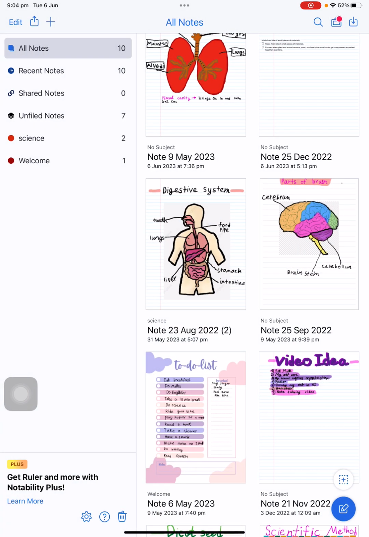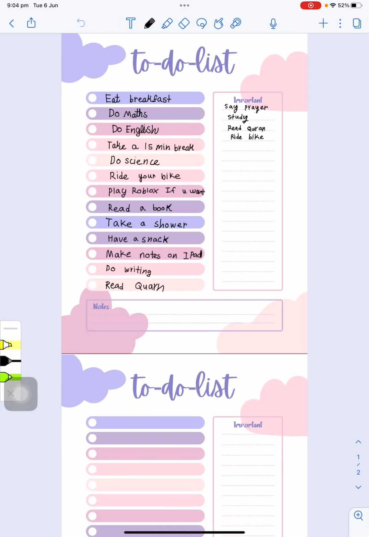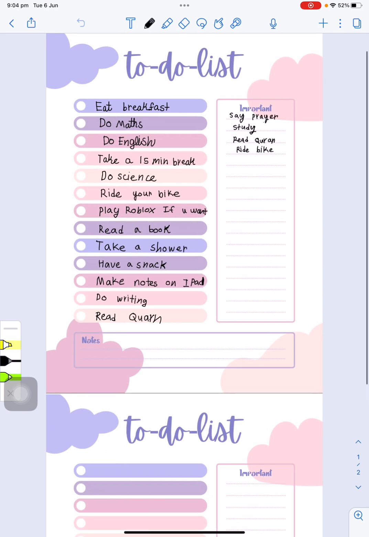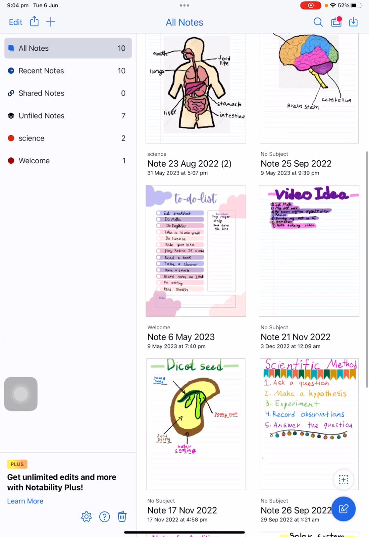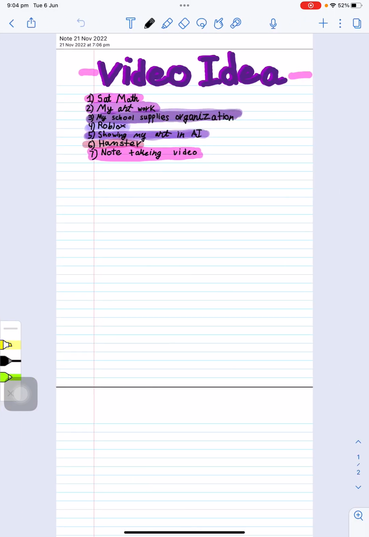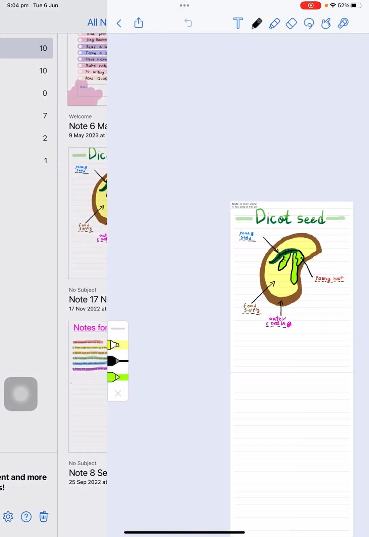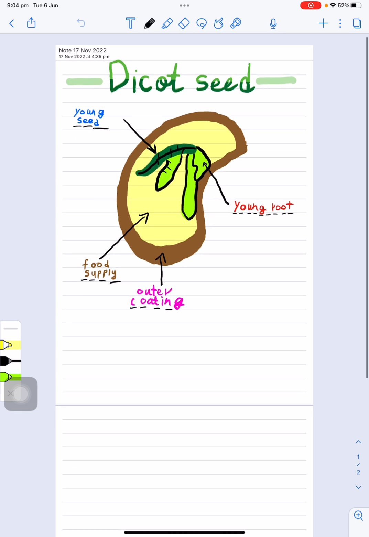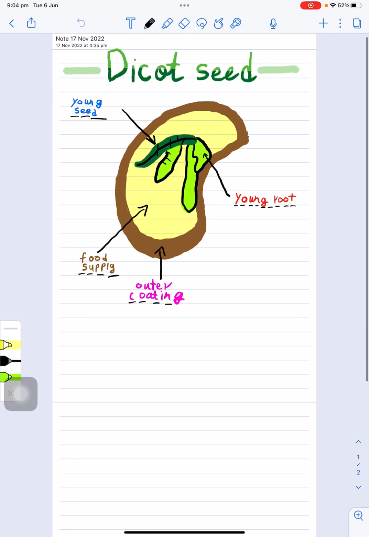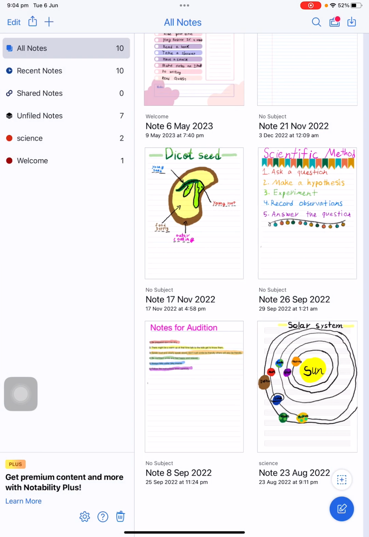And then I also have more, by the way. So here, this is my to-do list. As you can see, the important is say prayer, study, read Quran, and all that. And here, these are my video ideas right here, which I have. And here I have another note, dicot seed. So then there's young seed, food supply, outer coating, and young root.